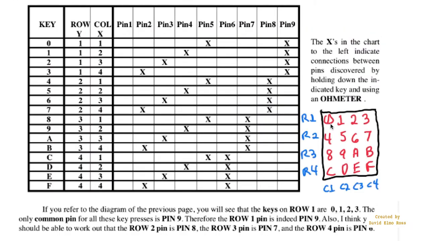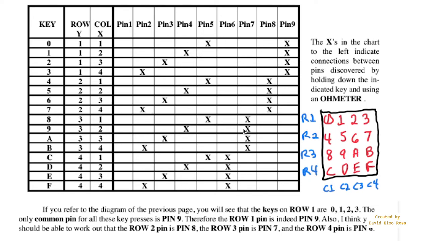So for instance, if I press and hold down the 0 key, that's row 1, column 1. If I happen to find that pin 5 and pin 9 make a connection when I'm holding that down, then I put an X on pin 5, an X on pin 9, and I continue filling in the chart. If I hold down pin 1 here, that's row 1, column 2, and so I make a note here, and I might find that pin 4 and pin 9 are connected together.